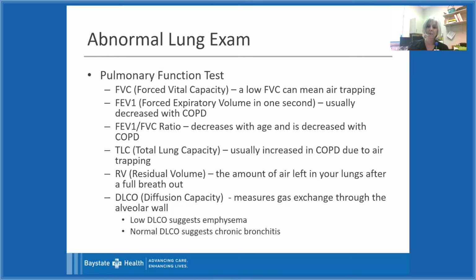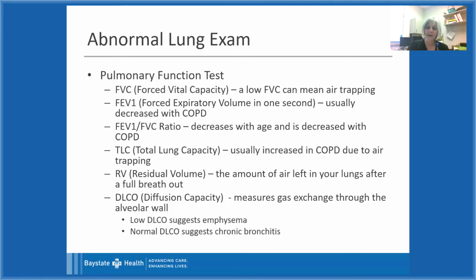When we're looking at a pulmonary function test, there's lots of different volumes that are measured during the actual test. The first volume that we talk about here on this slide is called the forced vital capacity, or the FVC. And this is how much air you can blow out altogether. If you have a low forced vital capacity, it can mean that you have that air trapping that we were talking about earlier. And then the FEV1, or the forced expiratory volume in 1 second, is how much air you can blow out in that very first second of the test. And this typically is decreased with COPD. That volume we would see is lower in someone that has an obstructive disease in their lungs.